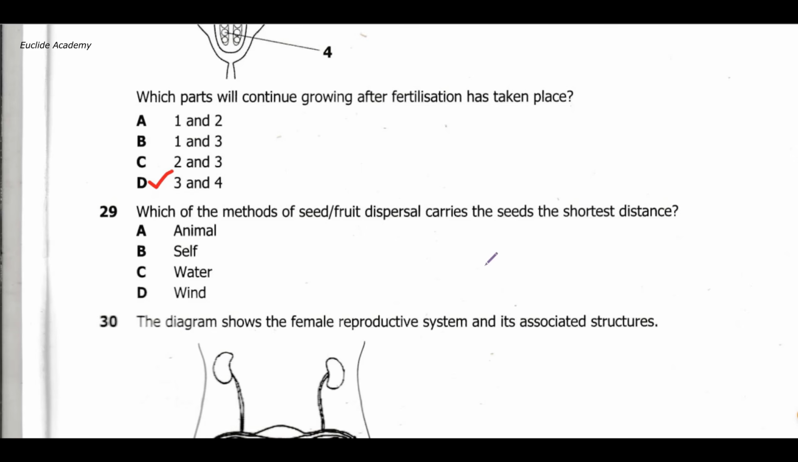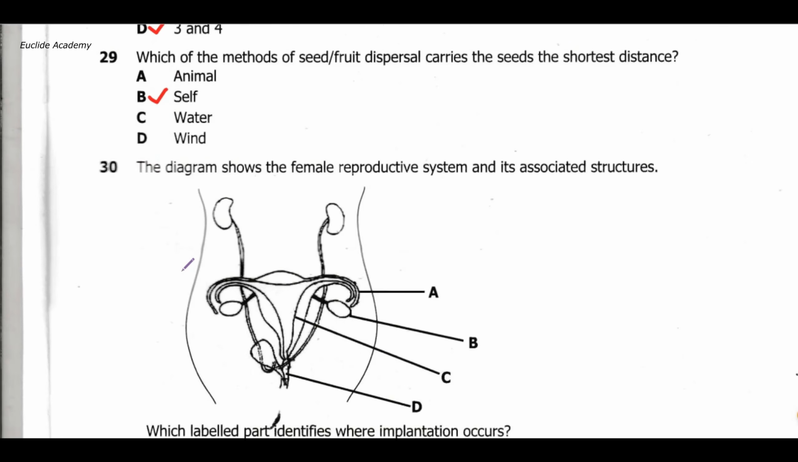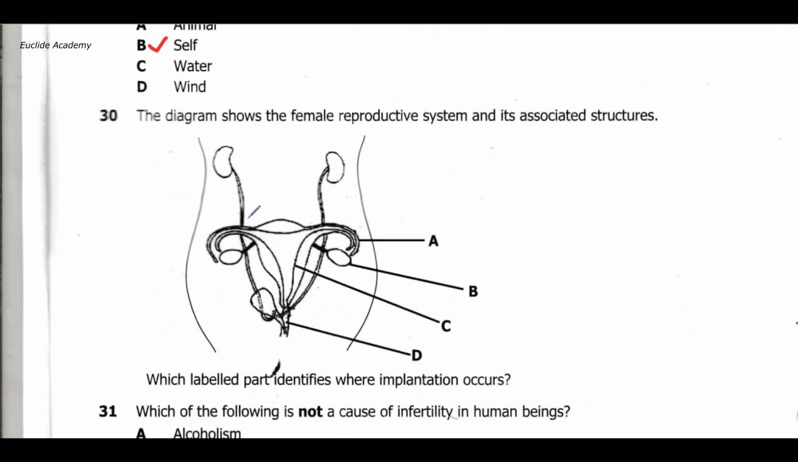Which of the methods of seed or fruit dispersal carries the seeds the shortest distance? So that is self. And then we got 30.